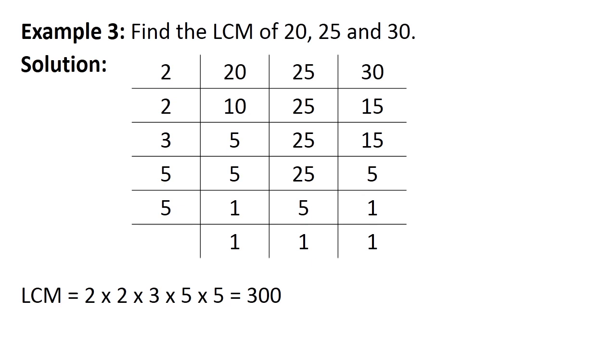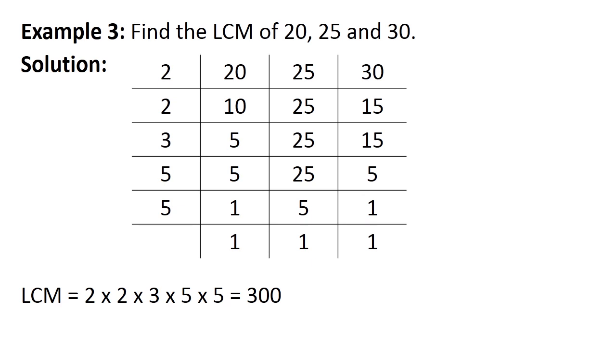Next, find the LCM of 20, 25 and 30. Solution. You will write 20, 25, 30. Now first you will start with 2. First 20: 2 tens are 20. 25 as it is you will write, as it is not divisible by 2. 30: 2 15s are 30.